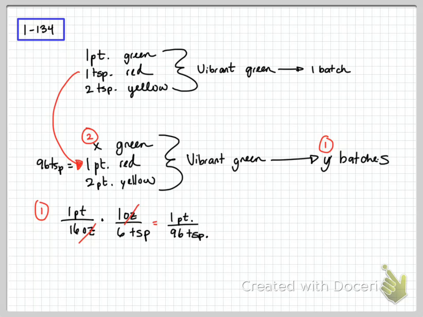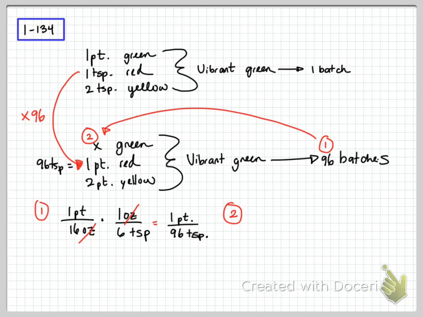Well, if that's the case, this batch is 96 times bigger than our first batch. This allows us to make 96 batches. In other words, we are multiplying everything here by 96. Alright, the next part of this is, if we know we have 96 batches, how can we use this information to find out how many gallons of green paint we need?